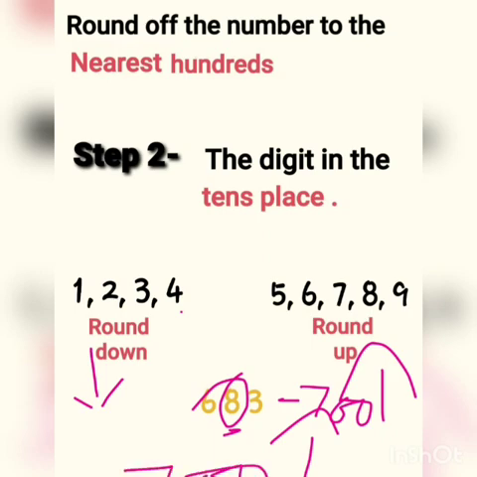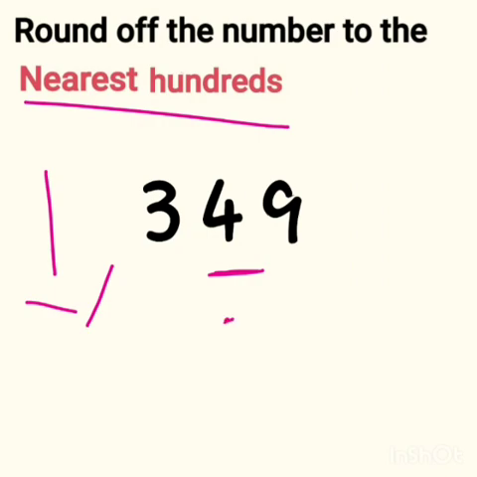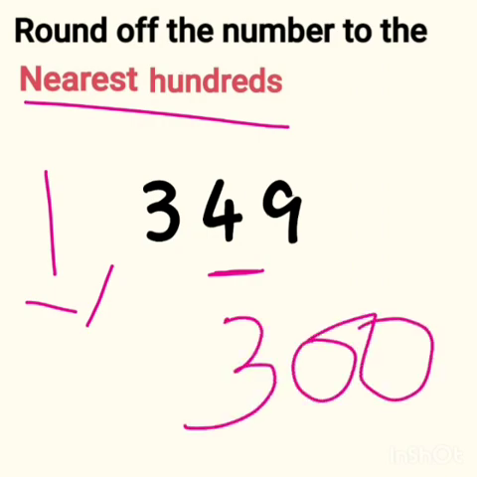So not just the tens digit, even the ones digit becomes 0. All the digits to the right of the hundreds digit become 0. Now let us round it off to the nearest hundreds. Because it is 100, I look at the tens digit, which is 4. So I need to round down, right? For 1, 2, 3, 4 we round down. So the hundreds below this will be 300. So 349 rounded off to the nearest hundred is 300.